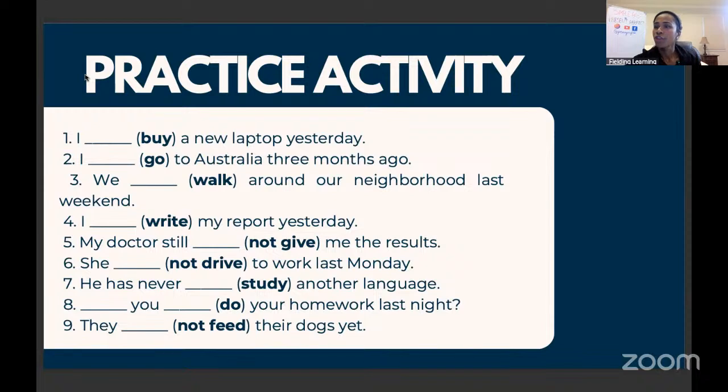So what is the first one? And then blank. The verb is buy. A new laptop yesterday.